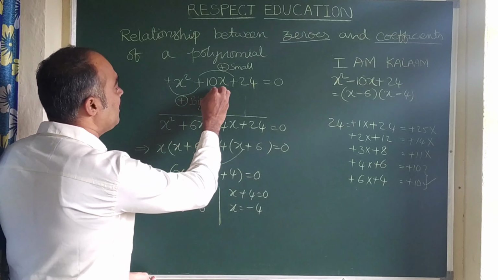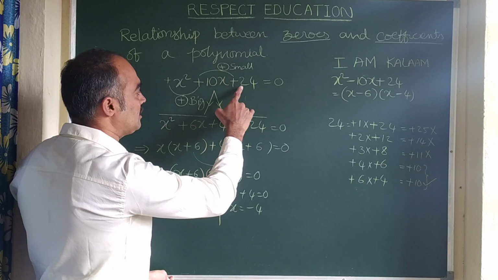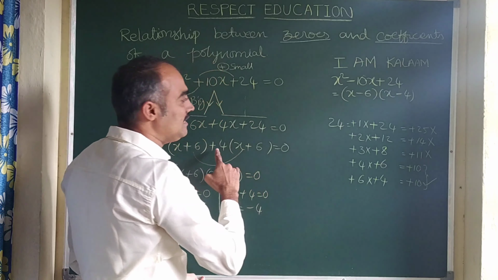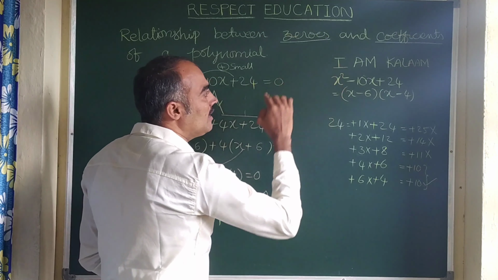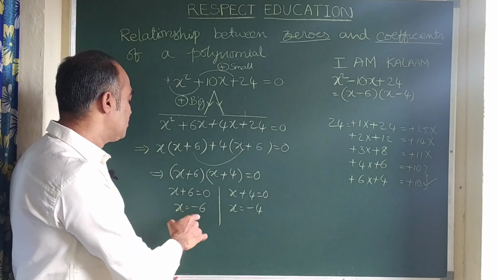Here you observe, children, this plus 10x is written as plus 6x and plus 4x. This is also called splitting the middle term. Here the middle term is 10x, that is split, right? Here you see this gives the multiplication value, this gives the addition of the zeros. That's why here this is addition, this is multiplication, this is single. So this one also followed that rule, our rule. So finally here the zeros are minus 6 and minus 4 for this polynomial.